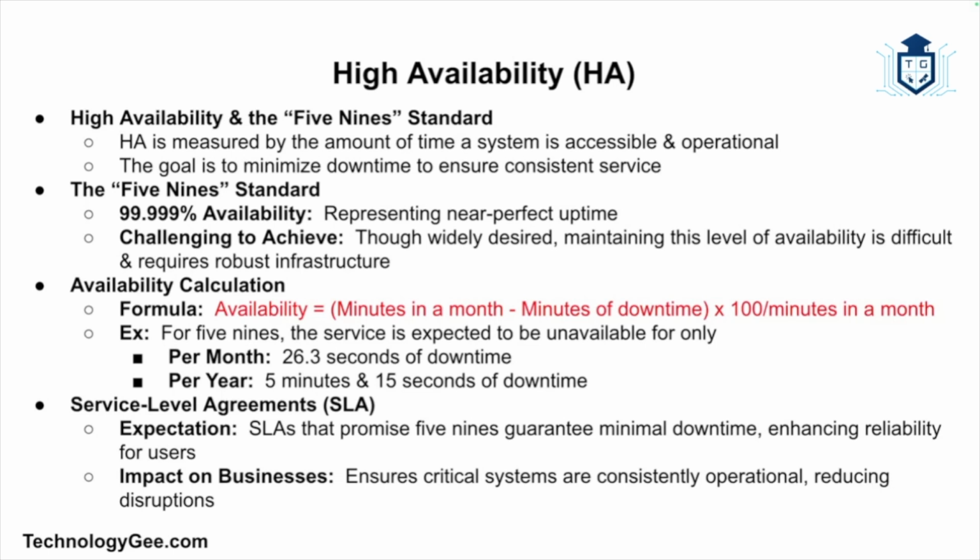Assuming that 100% is never failing, high availability is the widely held but difficult to achieve standard of availability of a system or services known as the five nines, or 99.999% available. Availability percentage is measured as follows. The formula is availability equals minutes in a month minus minutes of downtime, divided by minutes in a month, times 100. So for example, if there's a service level agreement for five nines, the end user can expect that the service will be unavailable for 26.3 seconds per month and 5 minutes and 15 seconds per year.